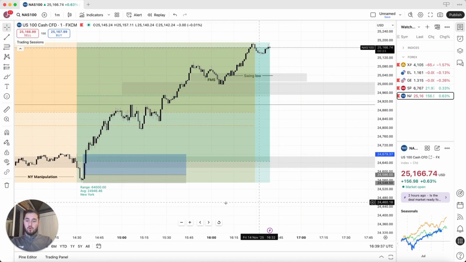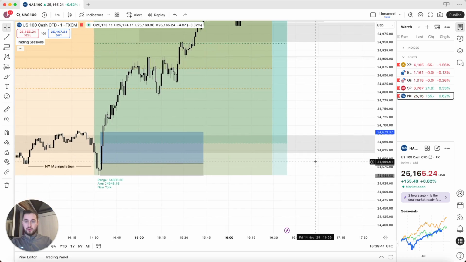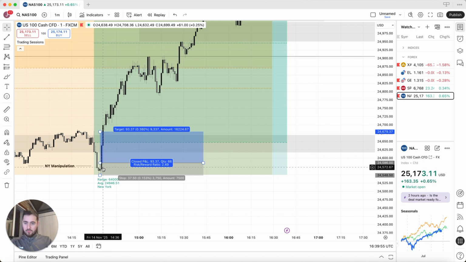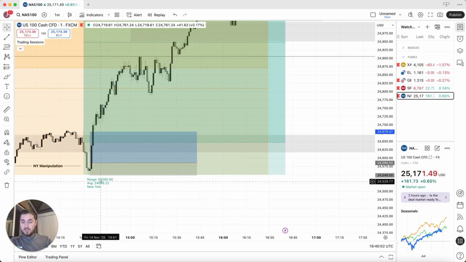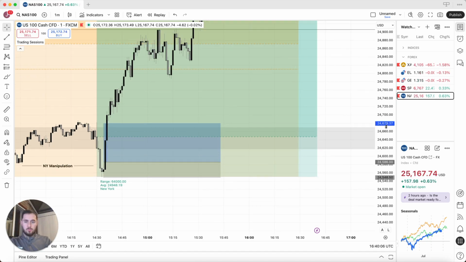there's a little bit more noise, but as we come into New York, right down here, we have the manipulation. This candle swept the liquidity down here. People would enter for a little buy, swept liquidity again, before pushing to the other side. When I've seen these two candlestick patterns just down here, zoom in for a little bit.